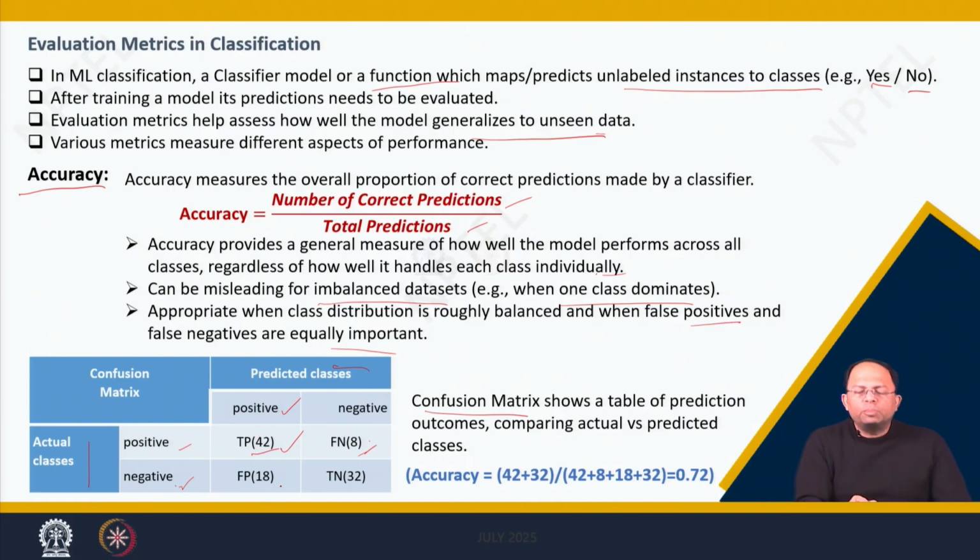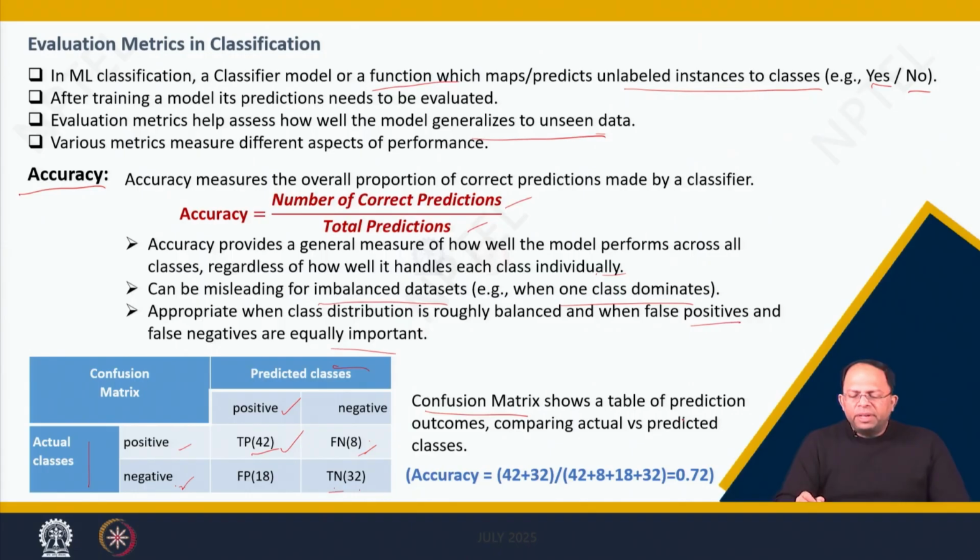So, that is false positive. This is 18 of them. And how many of them are truly predicted as negative? That is, this is negative also predicted as negative, or this is female also predicted as female. So, this is 32. So, this is known as true negative.